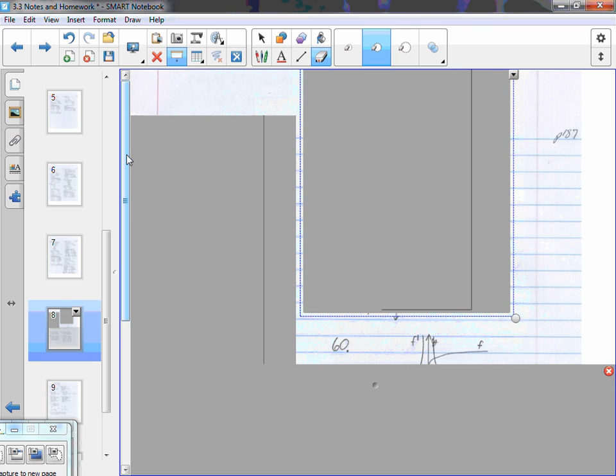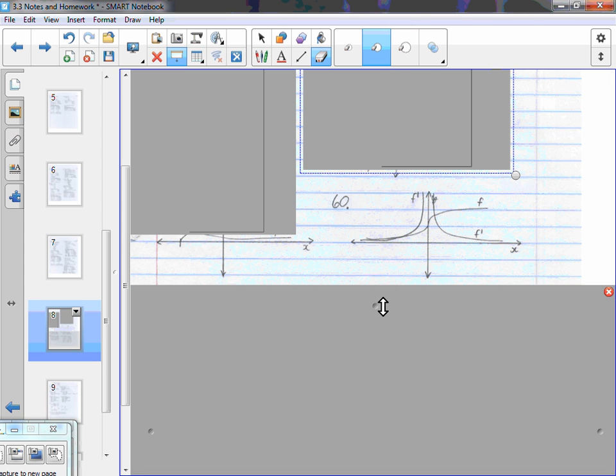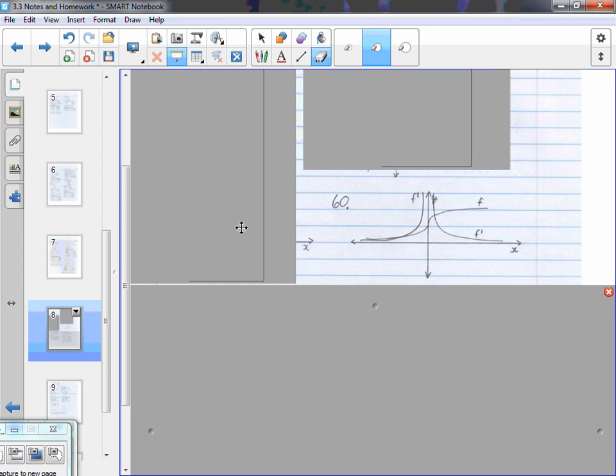So, number 60. We're given in the book that f has this graph, and we're supposed to graph f prime. All right, the directions say the graph of f is shown in the figure. Sketch a graph of the derivative of f. Okay? All right. So, we look at f.